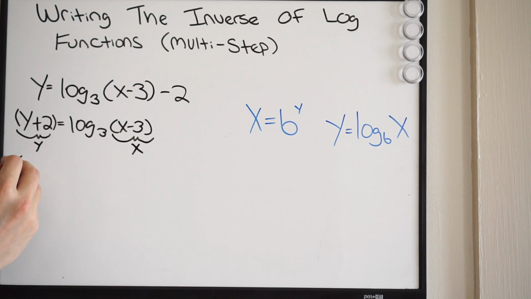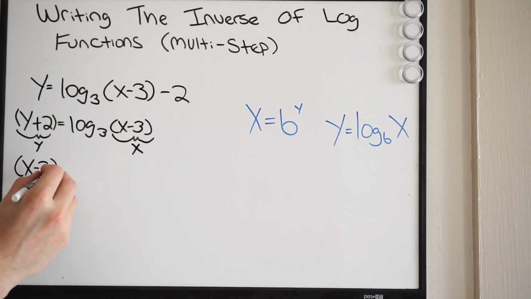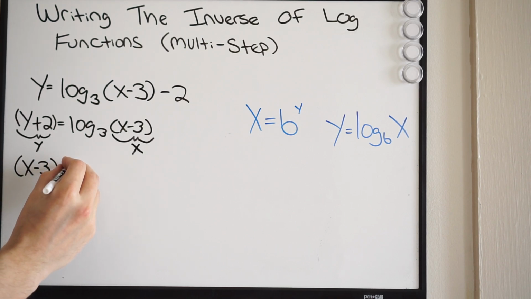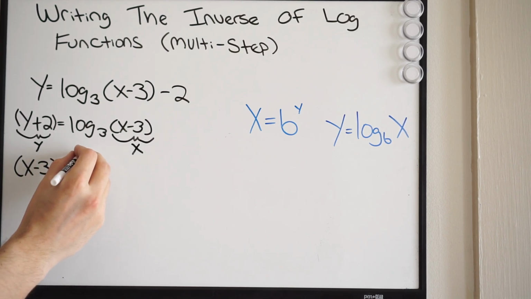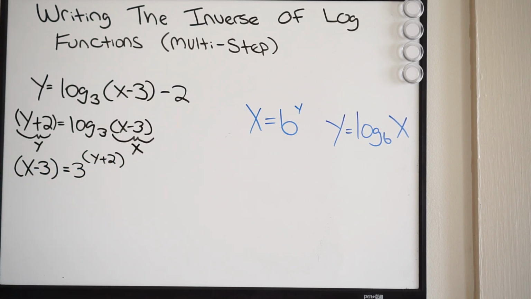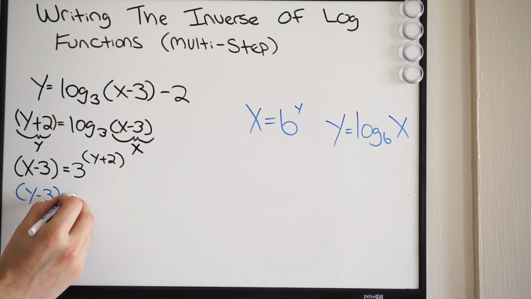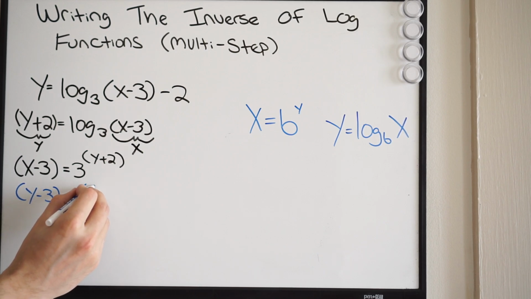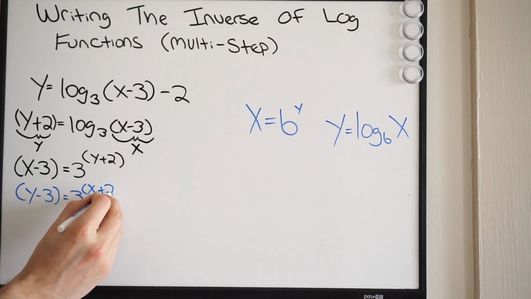Alright, so let's put it into its exponential form. So when we do that, we'll have x minus 3, okay, equal to 3 to the y plus 2. Alright. Good, now that it's in its exponential form, we simply just replace the x with y and the y with x. So let's go ahead and do that. And again, here comes the switch. So we're going to do y minus 3 equal to 3. Replace it, x plus 2.